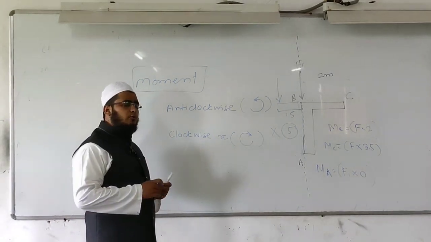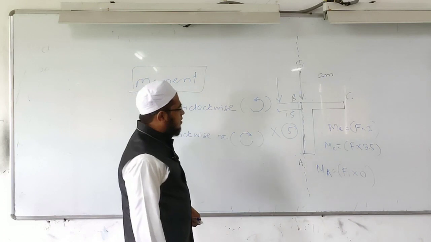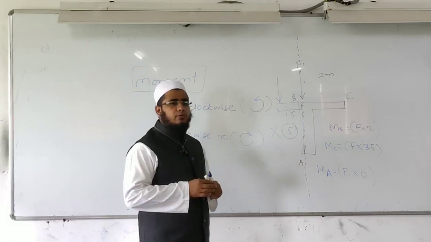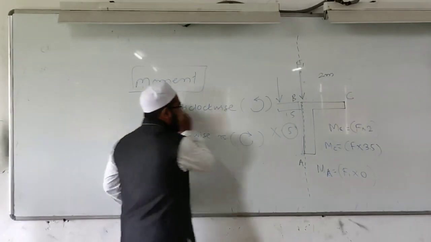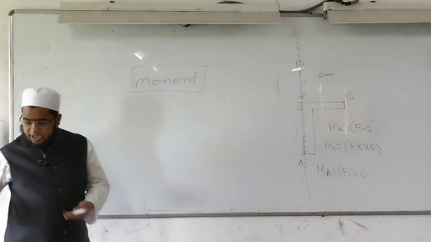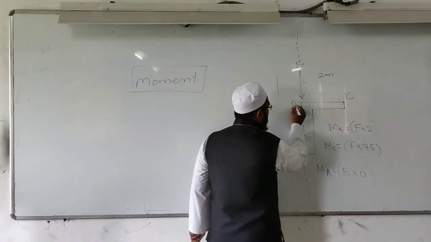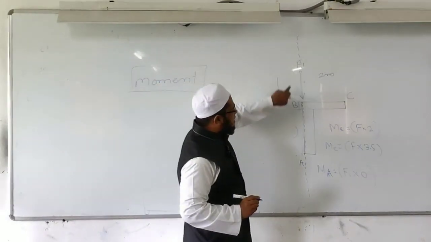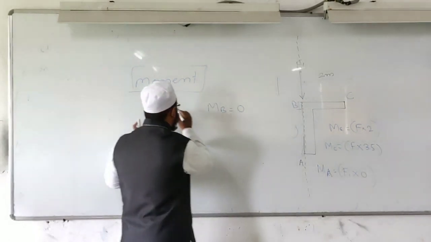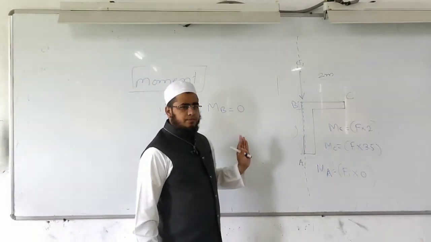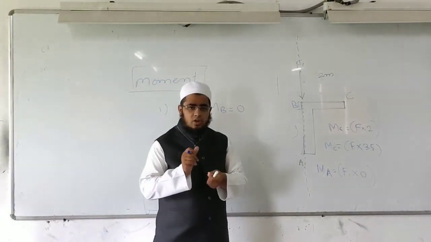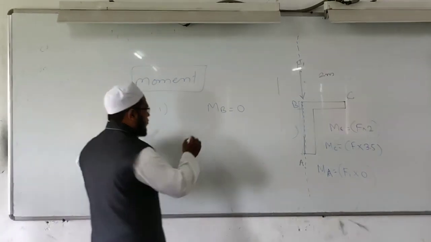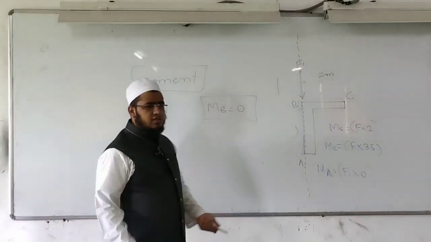In two cases, the moment of a force is 0. The first case is when the moment center and the point of application of the force are the same. For example, here, the moment center and point of application of the force is point B. If my moment center is B, then MB is 0, because my force F1 is acting at B. Whenever the moment center and point of application of the force are the same, the moment is 0 because the perpendicular distance is 0.